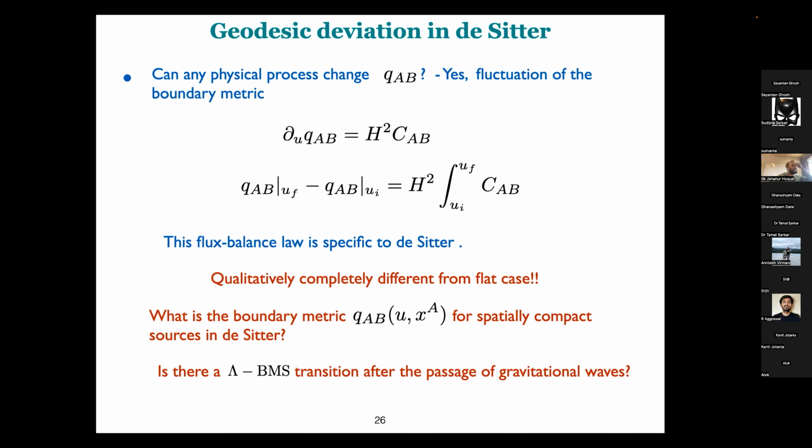So this is completely a different feature from flat space. And then you can ask, can boundary metric fluctuation be generated from some spatially compact source? And can one relate some lambda BMS kind of transition from these gravitational waves?